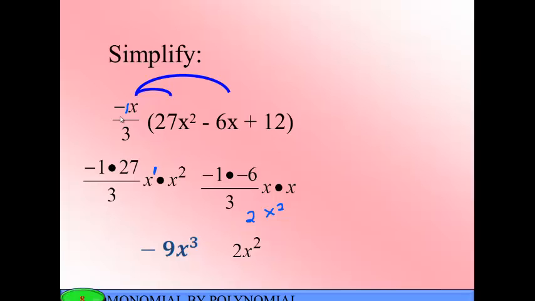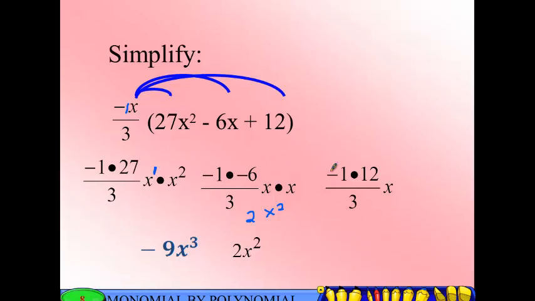Next, we multiply negative 1x over 3 times 12. Again, multiply our coefficients. Negative 1 times 12 will give us negative 12. But divide negative 12 by 3, we're going to get negative 4. And then just bring down your x. So you will have here negative 4x. Okay, so combining these three terms together, negative 9x cubed plus 2x squared minus 4x as our final answer.